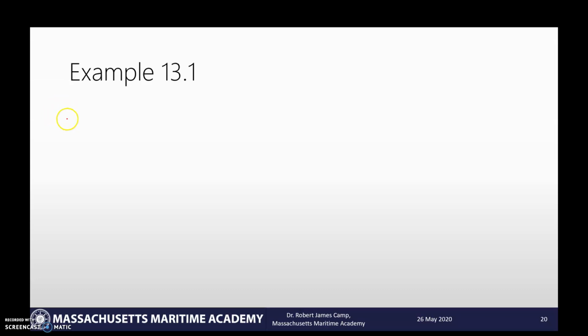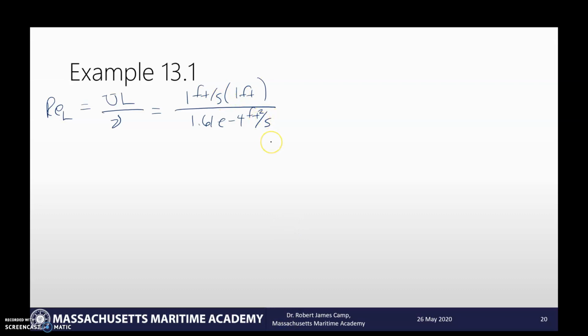So let's calculate out Reynolds number based on length, and we're going to do the air first. So that's going to be velocity, in this case our free stream velocity, times our length, because we need to know the Reynolds number at the location that we're trying to calculate this, divided by kinematic viscosity. So 1 foot per second times 1 foot divided by 1.61 times 10 to the negative 4 foot squared per second. Foot squared on top, foot squared over second on bottom, cancels out, unitless parameter, that's good. That Reynolds number is going to be 6,200.